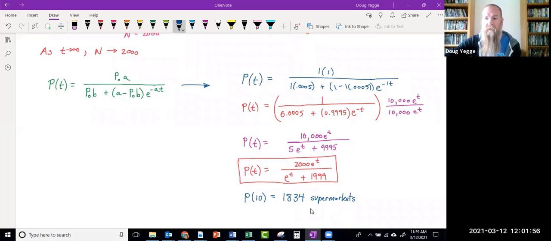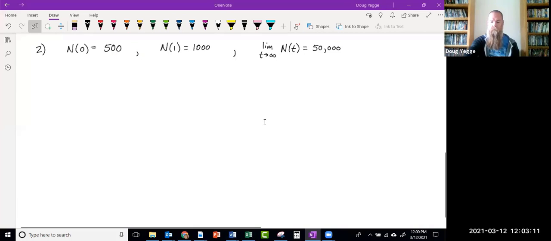So let's take a look at number 2. Now for number 2, it gives us a little bit of information, but N of T is now describing something different. It's not describing the number of supermarkets using a computerized checkout system anymore. Now it's referring to the number of people in a community who are exposed to a particular advertisement, and it says it's governed by a logistic equation.